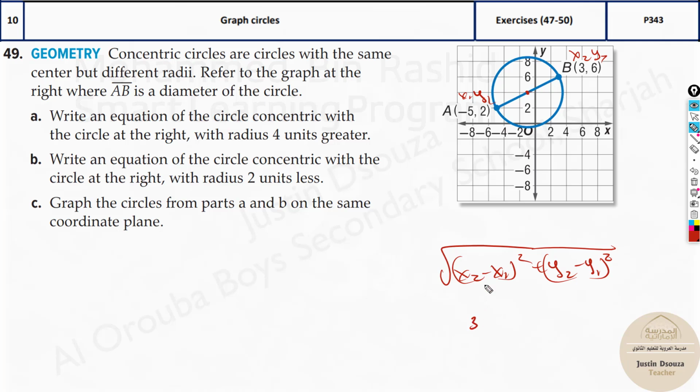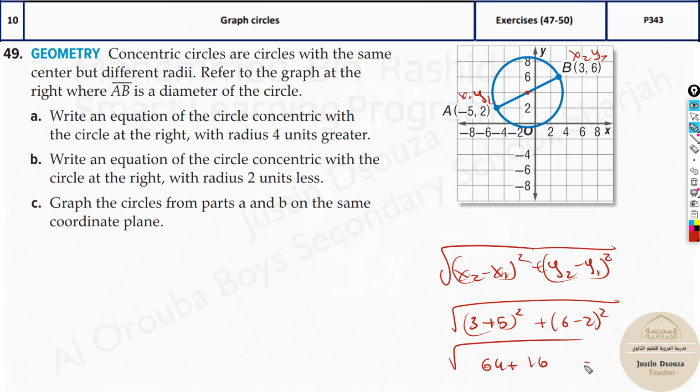I'll do it. 3 minus of minus 5 will be plus 5 the whole square plus y will be 6 minus 2 the whole square, square root of this. Put it in the calculator directly, you'll get the answer. It's 8 square is 64 plus 4 square is 16. It will be 80, square root of 80 is the answer. This is the diameter. Now what is the radius? Square root 80 divided by 2 is the radius, half of it. Because the distance is the diameter, half of it is the radius. Now this is the radius.